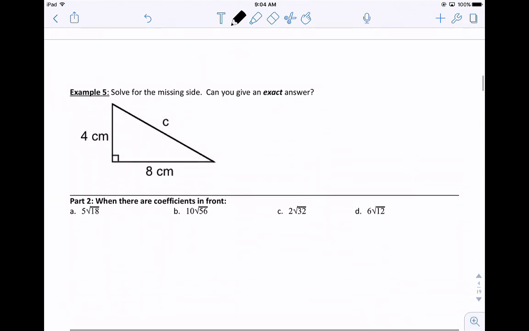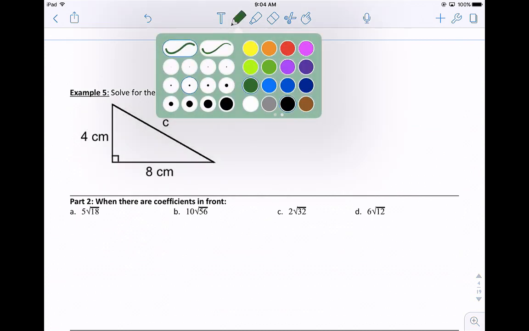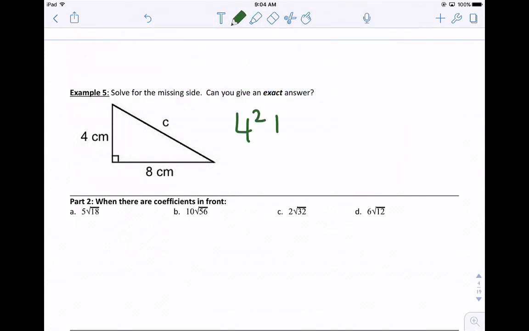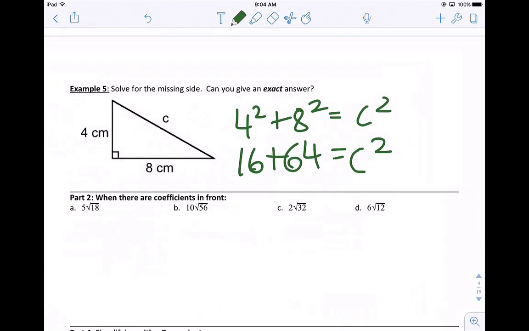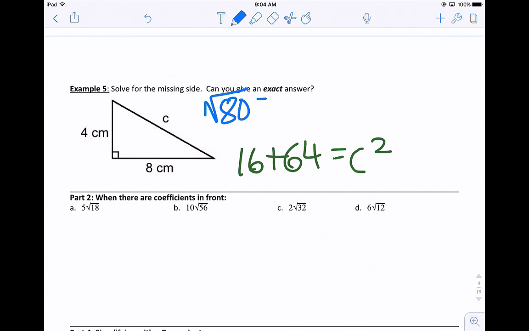Okay. So let's do another one, and then we'll extend. So here, can you give an exact answer? Again, it's a right triangle. We can use the Pythagorean theorem. The legs squared equals c squared. We get 16 plus 64 equals c squared. We'll add those together. We get the square root of 80. I'm kind of out of room here, so let me write it up here. So this is the square root of 80 equals c.